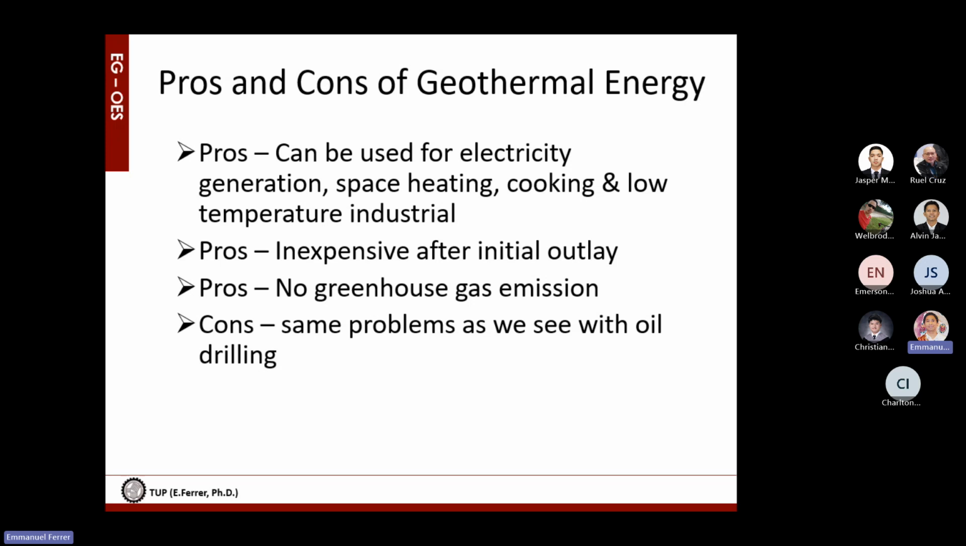Cons, same problems as we see with oil rigs. As mentioned earlier, it may be difficult to tap the steam, because more or less you will be situated in a mountainous area, since that's where the volcanic activity is. So drilling can pose a challenge when it comes to recovering your steam. And localized distribution. That's right, because not all places have an active volcanic system.